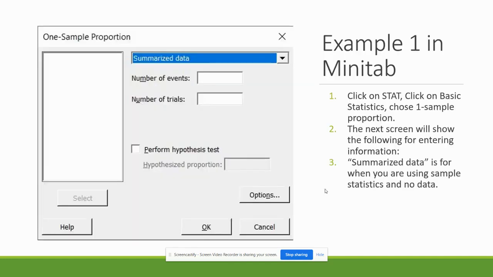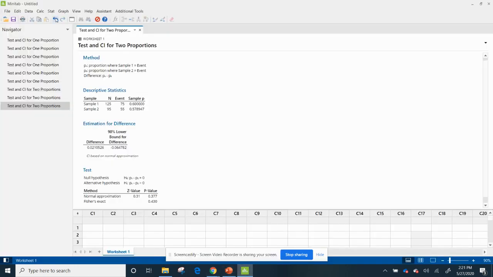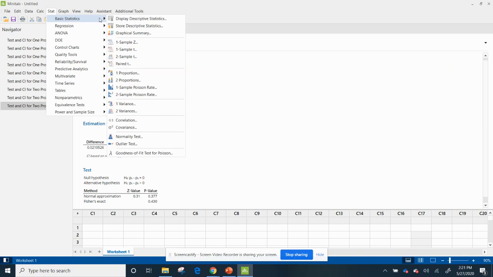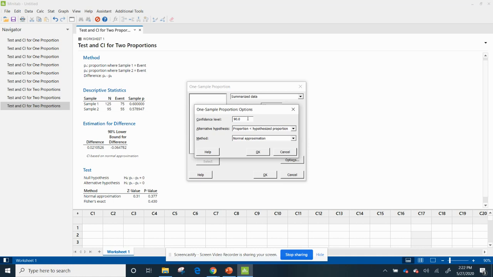All right, so we're going to do this in Minitab. I'm going to go to Stats, Basic Statistics, One Proportion Test. I'm going to pick summarized data. We talked about this in the first video, where I can have raw data or summarized. For this class, I'm going to give you summarized, which makes it easier. Number of events is 35. Number of trials is 150. I click here to perform a hypothesis test, and I put 0.45. When I go to options, I'm going to do 90 because I had a 10% level of significance.